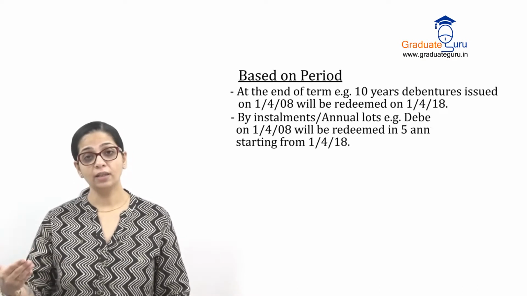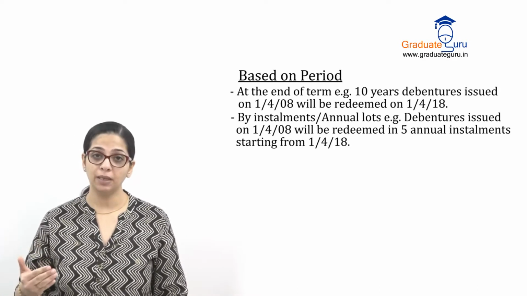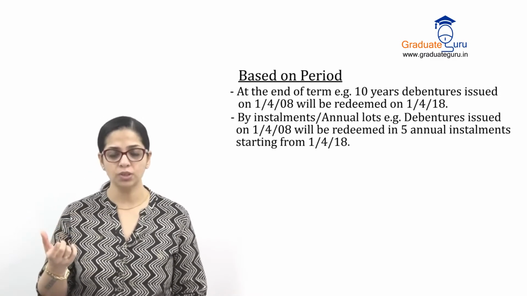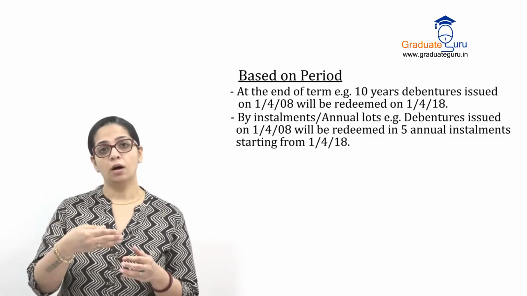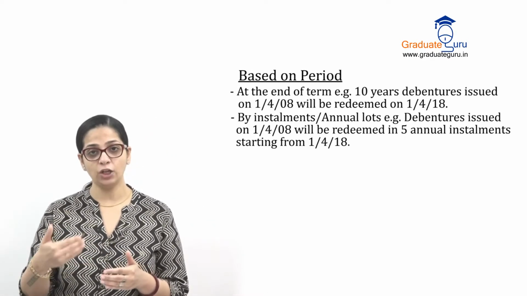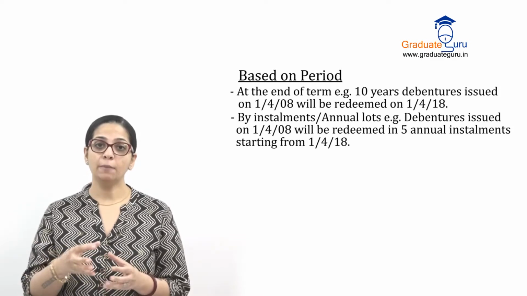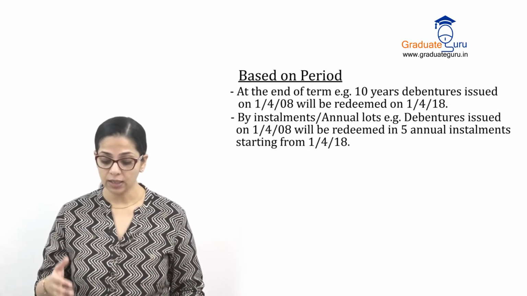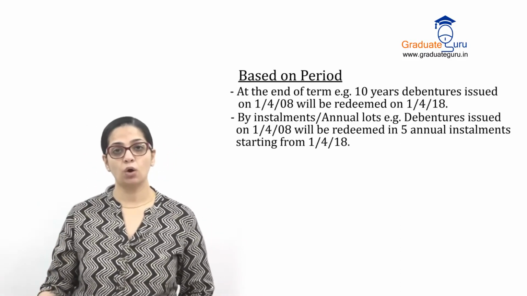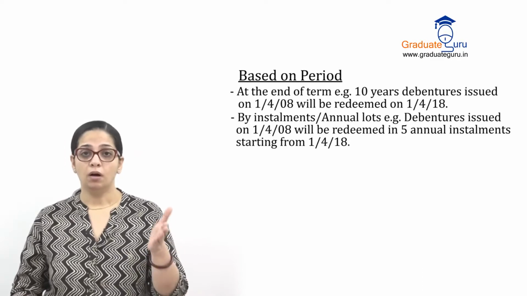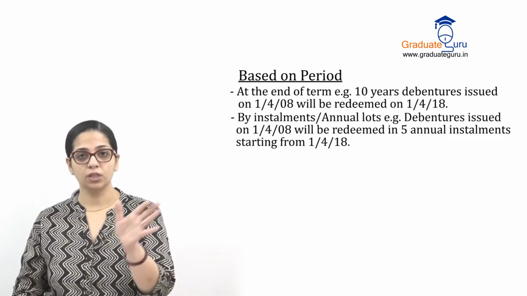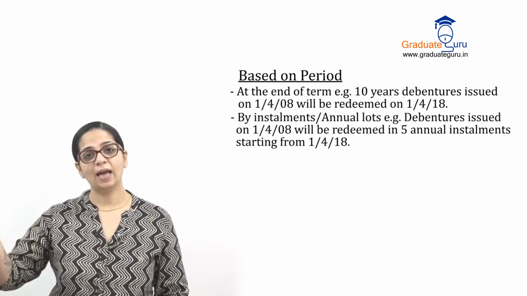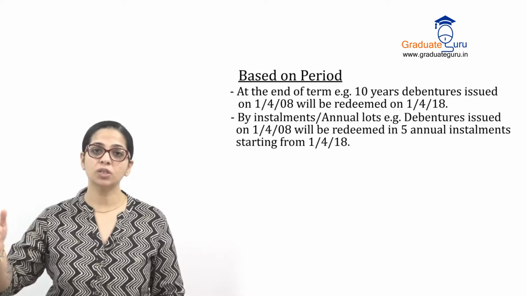If not at the end of the term, redemption can be by installments or annual lots. That is the word used. So annual lots means every year and annually, that is every year, a particular lot of debentures will be redeemed. So suppose in our case we have say debentures of 50 lakhs, then say after a period of 5 years, 5 साल तक no redemption. After 5 years maybe 10 lakhs के lot में और 5 साल में हम उसे redeem करेंगे.